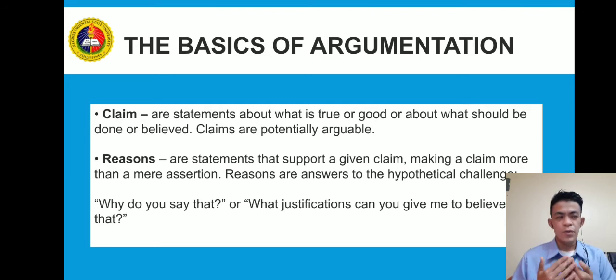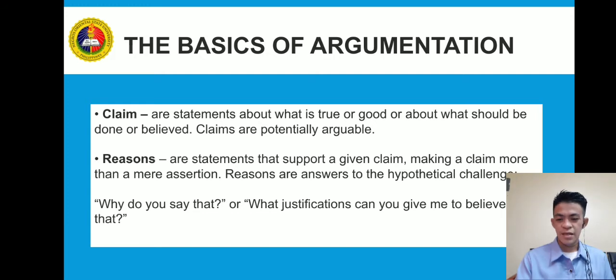So I want to give you an example. The first man, Mr. Kyle, said vaccines are safe. So that is his claim. His claim is that vaccines are safe. While Mr. Wilden said that vaccines are not safe. So that is his other claim. Vaccines are not safe. So both of them have different claims.